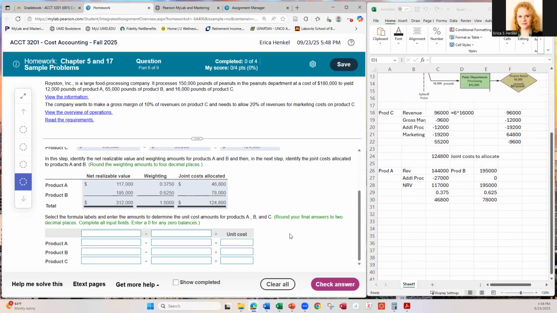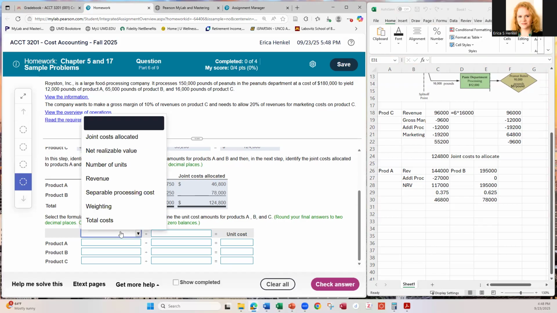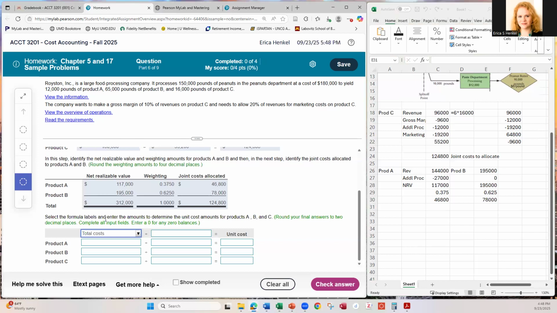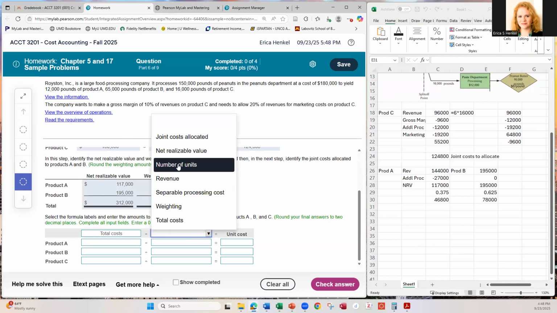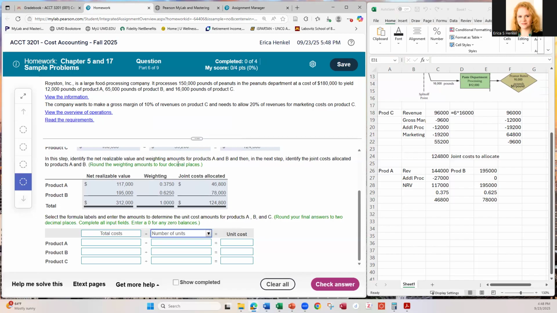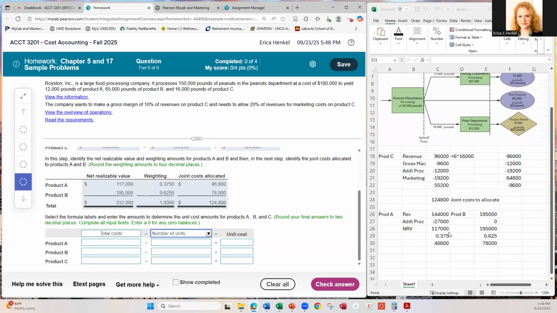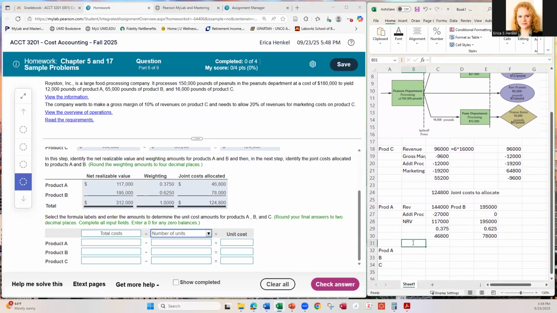So now they want us to determine the unit costs, right? So we're going to take the total costs for each of these, and then we're going to divide those by the number of units. All right. So our total costs are going to include joint costs plus additional processing, right? So let's look here. Product A, B, C. We're going to have the joint costs, and we're going to have any additional costs.